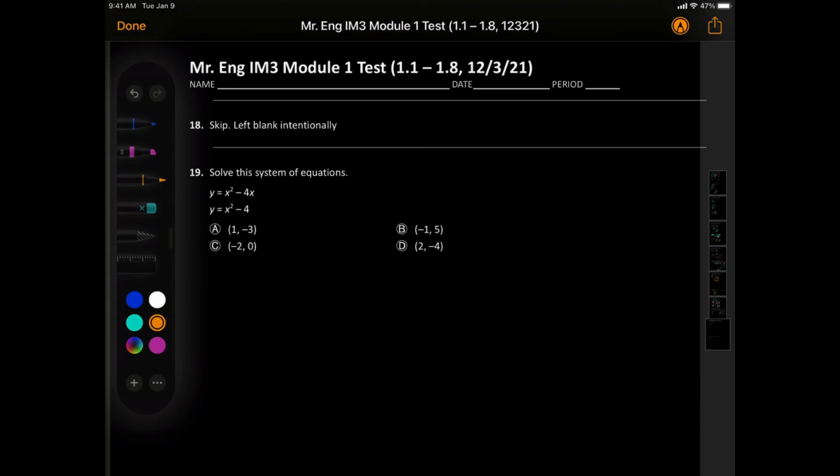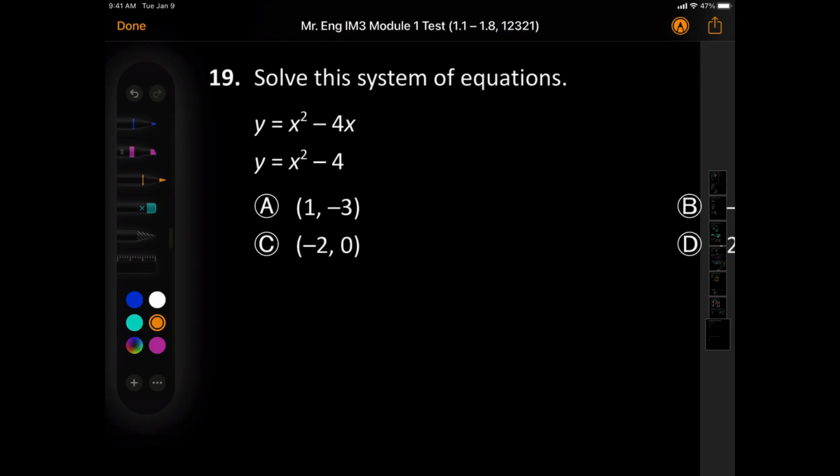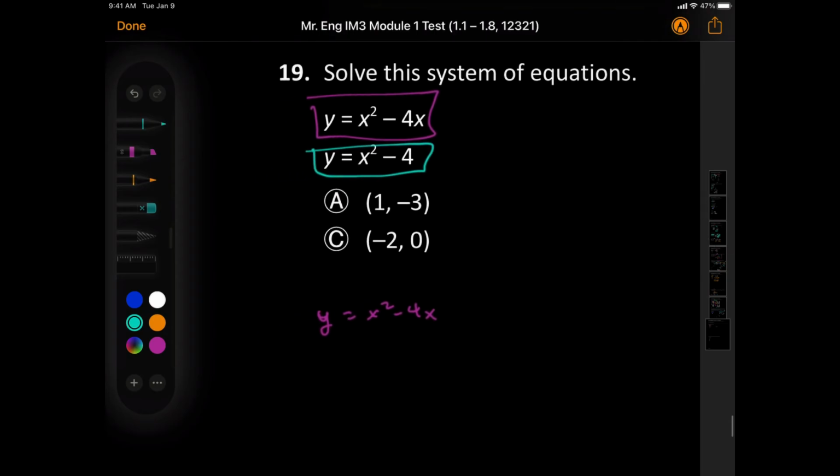Number 19, solve the system of equations. Okay, so for number 19, they're both already set equal to y. So let me show you guys this visually, hopefully. And this blue one, I'm going to write it this way, to the left. Well, they're both set equal to y, so you don't really need that. See that? And what happens is the substitution, you've eliminated the y variable.